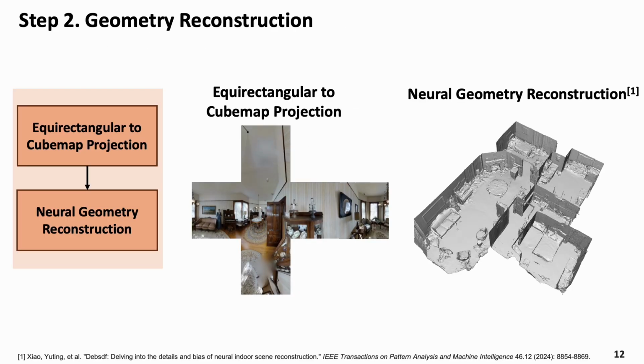After the first step, we apply a cube map projection and train a neural surface reconstruction model, DEB-SDF, using multiple perspective images. This allows us to reconstruct accurate geometry.